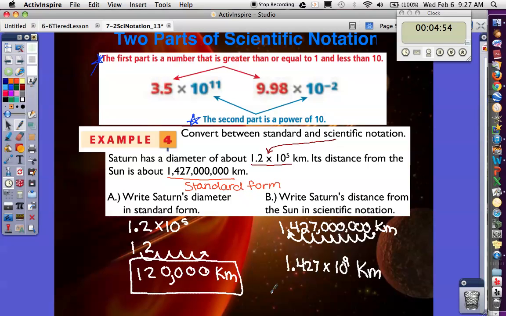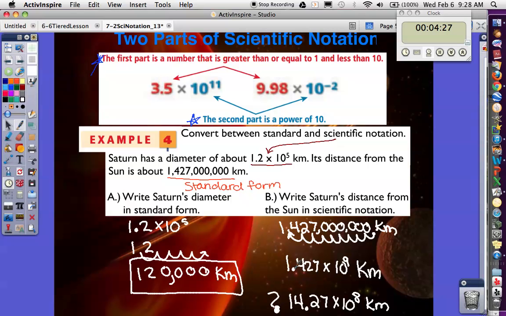I want to ask you a question here. If I had written 14.27 times 10 to the 8th, two questions. Is this the same number as this? Second question, are they equivalent? Second question, are they both in scientific notation? So think about that. Are these two numbers equivalent?